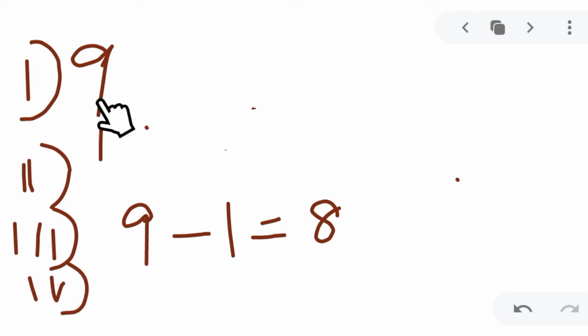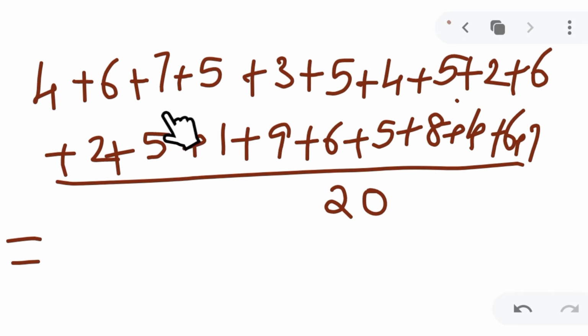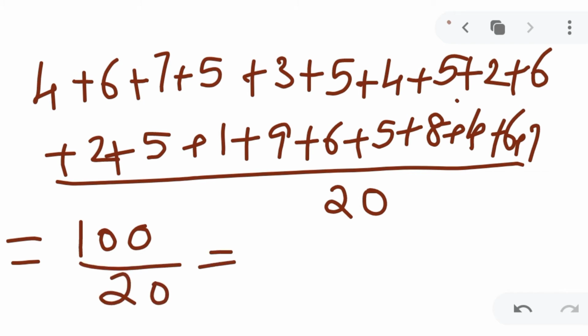So in this question, which number is the highest one? 9 is the highest, and which number is the lowest? 1 is the lowest. Then what is the range? The difference between the highest and the lowest. That is 9 minus 1, which is 8. Then we want to find the arithmetic mean. So we find the arithmetic mean by adding all the observations and dividing by 20. 20 observations are there. Let us calculate. So the answer is 100 by 20. So the average is 5. That is, the arithmetic mean is 5.